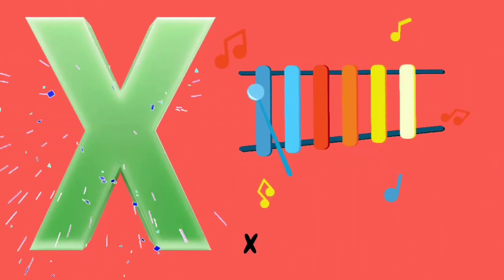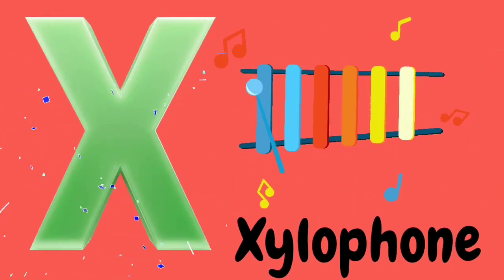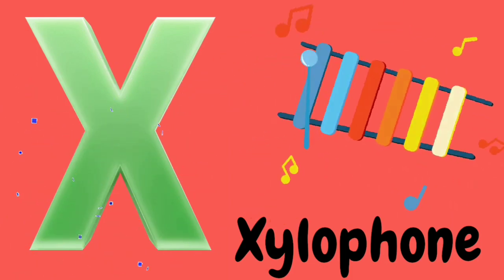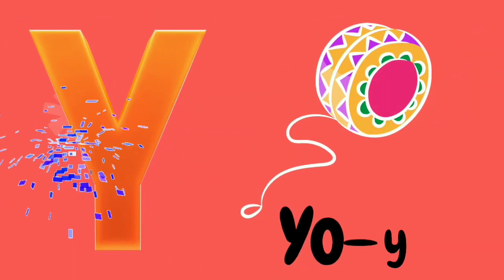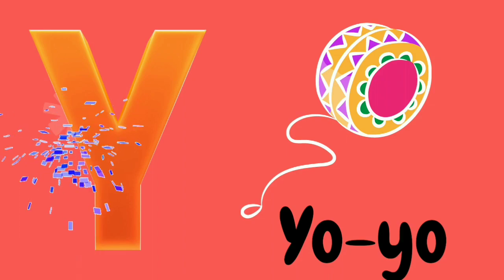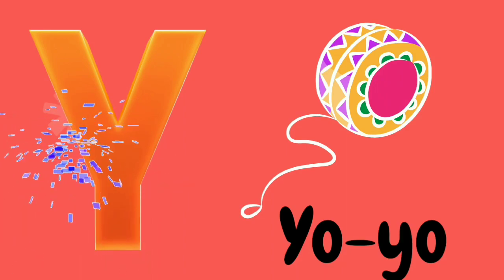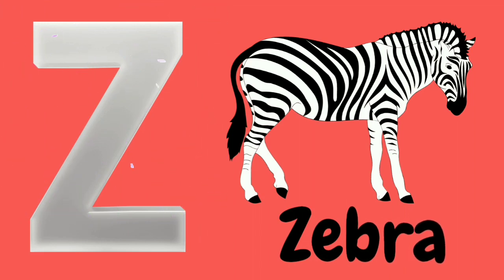X is for xylophone. Z, z, z, z, xylophone. Y is for yo-yo. O, o, o, o, yo-yo. Z is for zebra. Z, z, z, z, zebra.